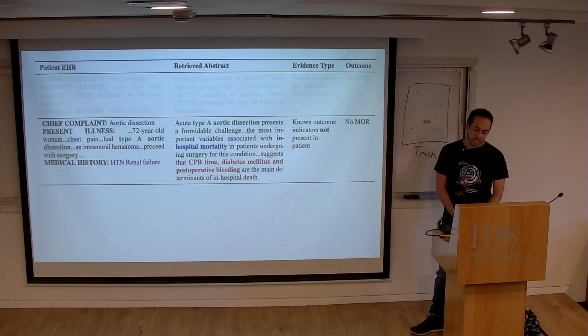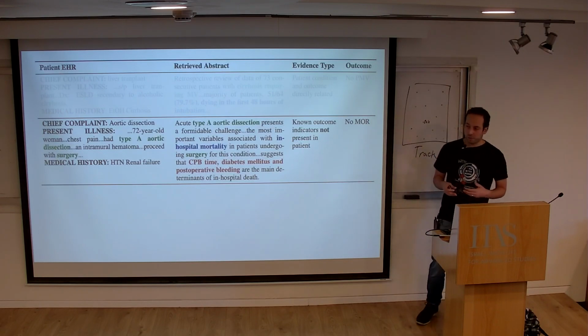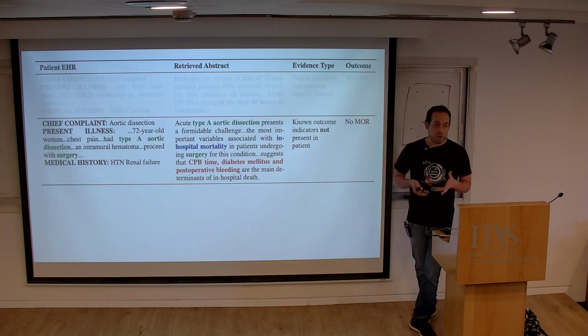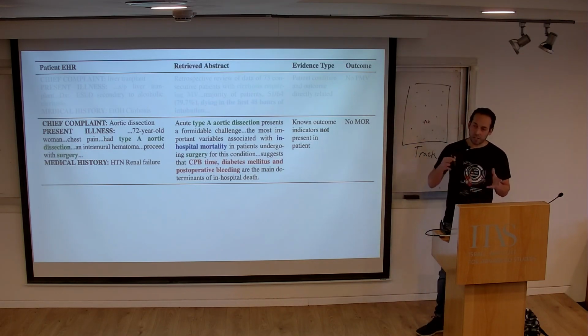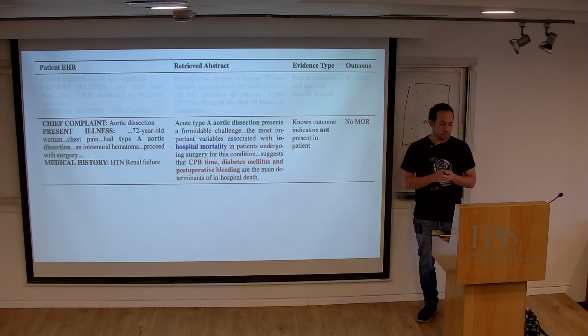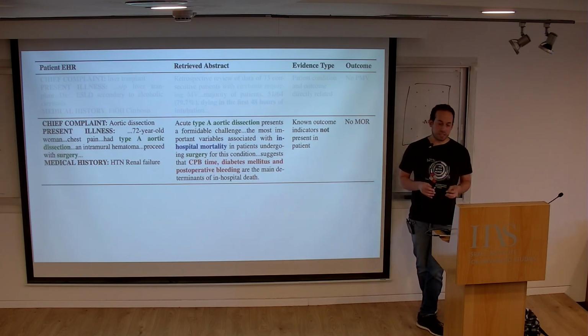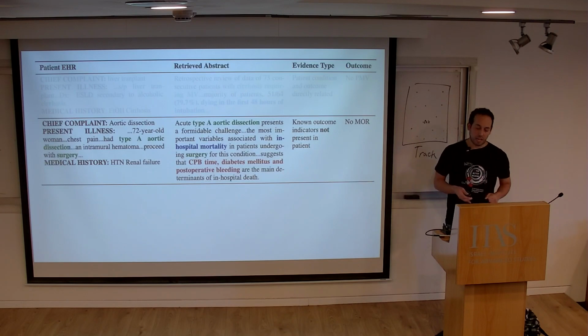So this is a kind of evidence type where the known outcome indicators for mortality are not present in the patient's note. So the model, again, was often able to make this kind of fairly basic inference that combines the fact that the patient doesn't have the known indicators to decrease the likelihood of a certain outcome.